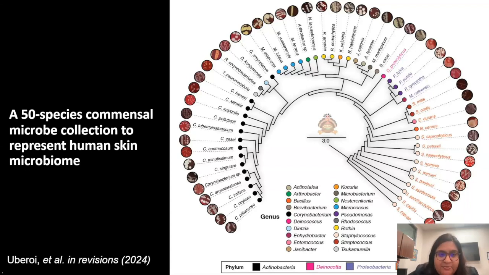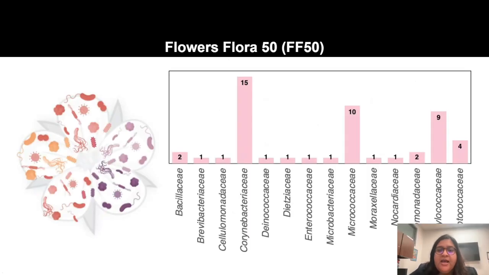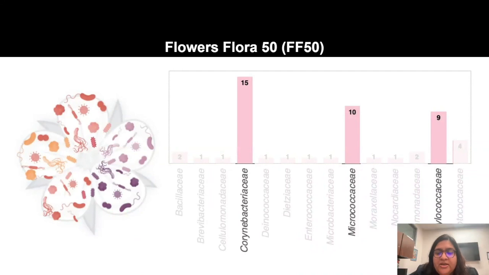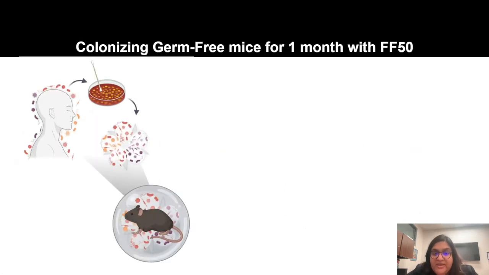Essentially, what does this microbiome collection consist of? We call this the Flowers Flora 50 because this work was done in collaboration with a colleague named Louise Flowers. And what this 50-species collection consists of is members of a wide variety of genera of skin microbes. But what you can notice here was that a lot of microbes that we recovered were from Corynebacteria, Micrococcaceae, and Staphylococcus. What we basically did was colonize germ-free mice for 1 month with these commensal communities, and then basically compared barrier recovery kinetics.